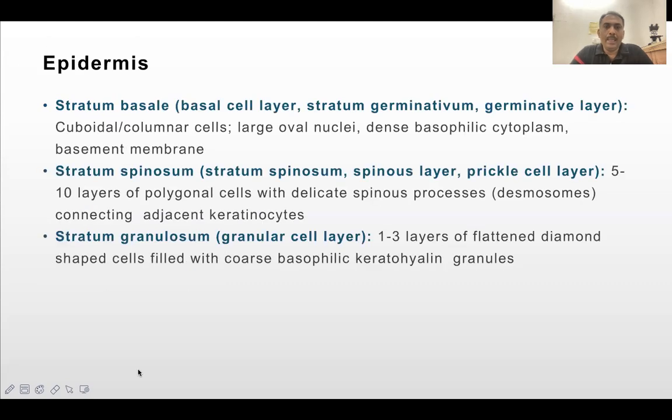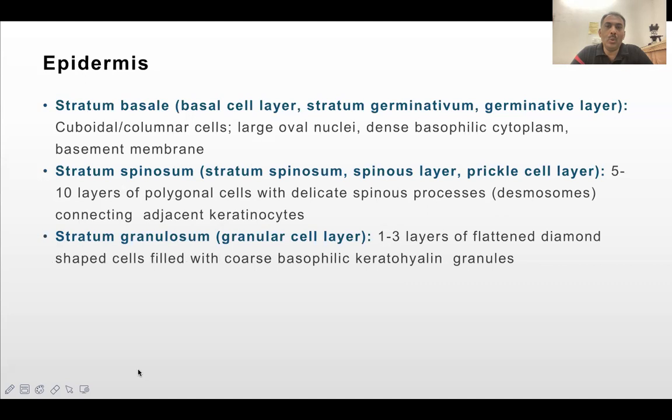So, describing the layers in detail, the lowermost layer of the epidermis is the stratum basale, which is also known as the basal layer or the stratum germinativum or the germinative layer, because most of the mitosis goes on in this layer. The cells of this layer are cuboidal or columnar, with a large oval nucleus and a dense basophilic cytoplasm. And this layer of the stratum basale lies over the basement membrane.